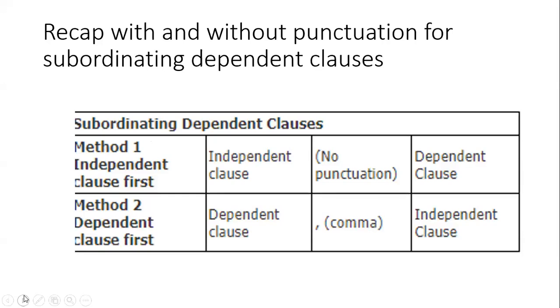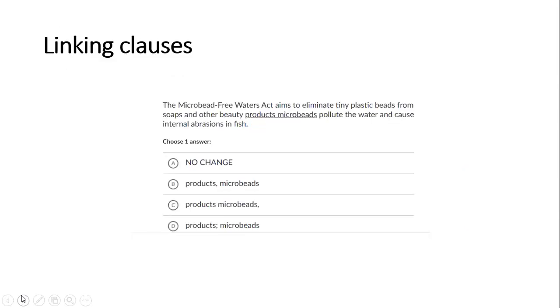Okay, a quick recap with and without punctuation, especially with the subordinate dependent clauses. Method 1, which I taught you, is IC, no punctuation, and a dependent clause. Second method, a DC, comma, and independent clause. Is this clear? Two methods you have learned to join dependent clauses. Method 1, IC, no punctuation, dependent clause. Method 2, DC, comma, IC. Clear?